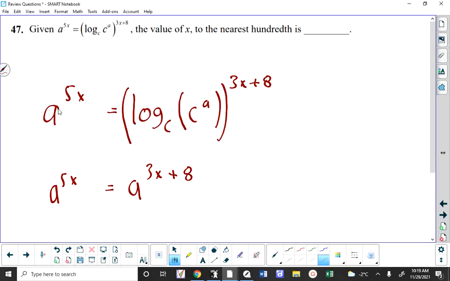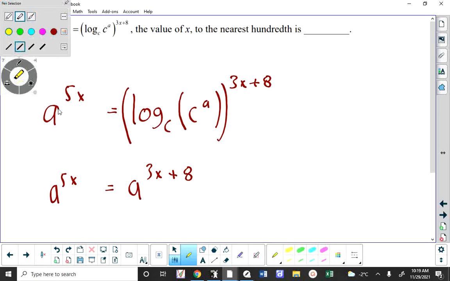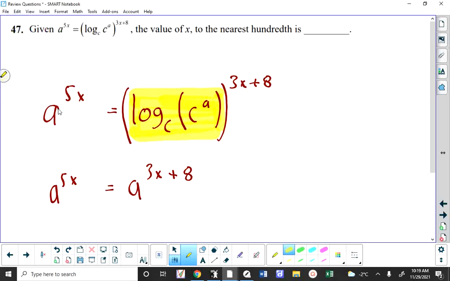And just before I get to why I did that, can you solve this? Well, yeah. Base a equals base a, so the exponents must be equal. Why was I allowed to do that? Well, the base c logarithm of c to the a is saying, to what do you raise c to get c to the a?